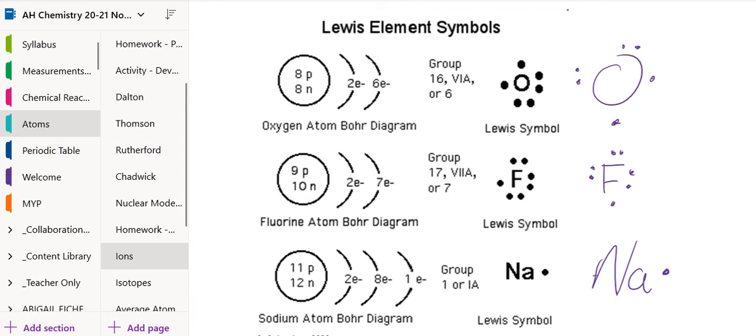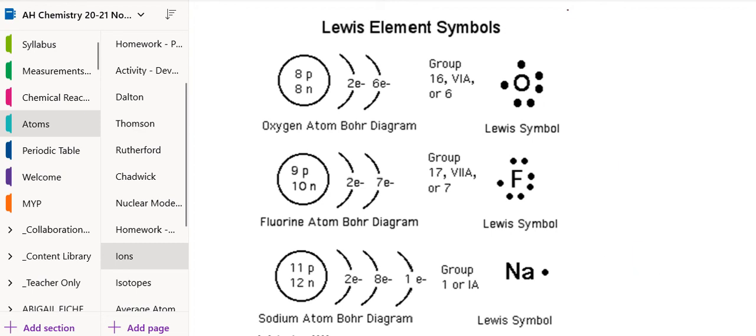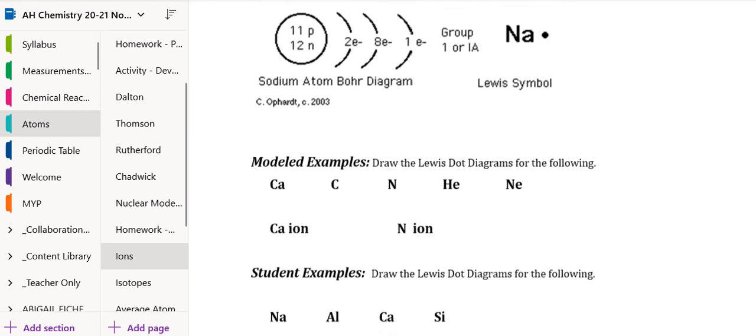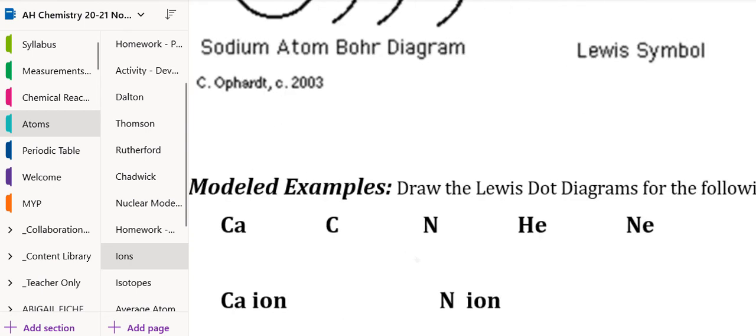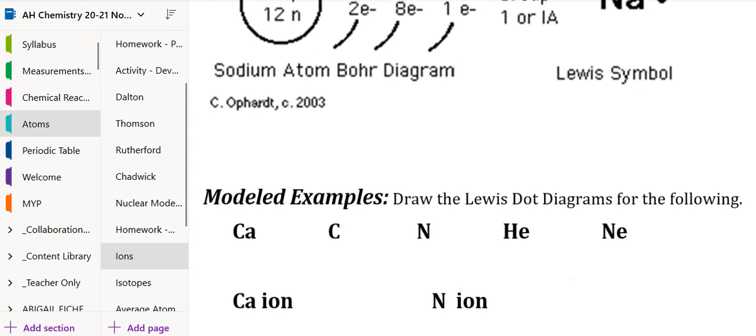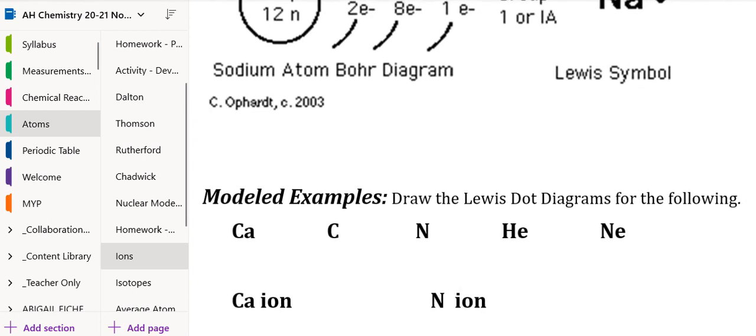So let's look at some more examples. We're going to do these examples together. Calcium. How many total electrons does it have? 20. How many valence electrons? Two. It's an alkaline earth metal. So how many dots? Two. Both of them unpaired? Now, did you have to draw the dots one on the left side and one on the top? No. You just need two electrons not paired together.